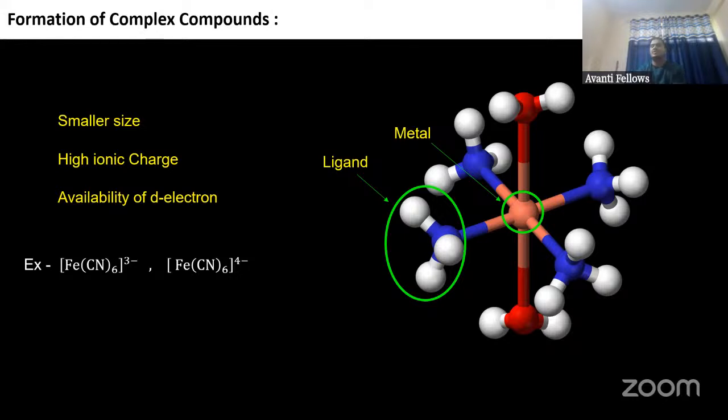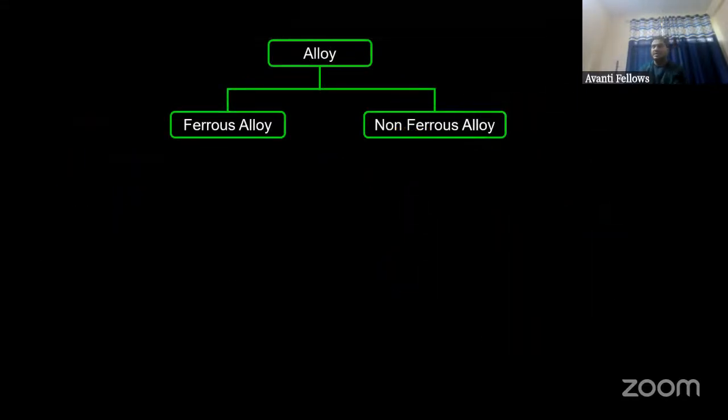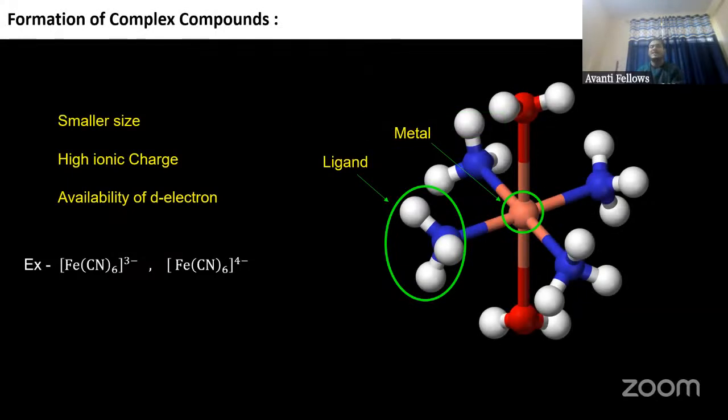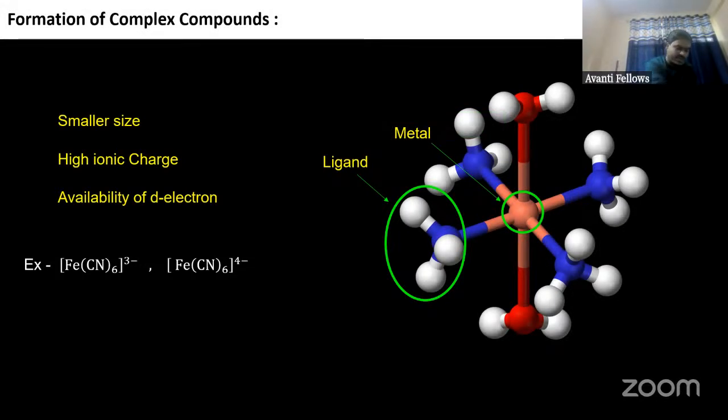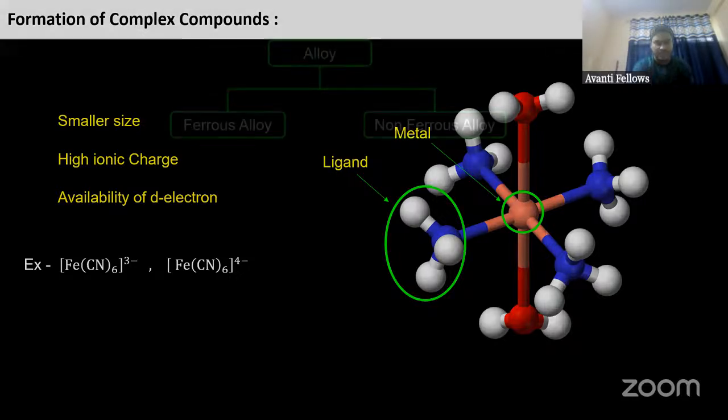Why they have a strong tendency to form complex? Due to a smaller size, high ionic charge, and availability of d electrons. So due to these three reasons only, they have a strong tendency to form complex compound like Fe(CN)6 3 negative, you can see, Fe(CN)6 4 negative, you can see. These are all ionic compounds.